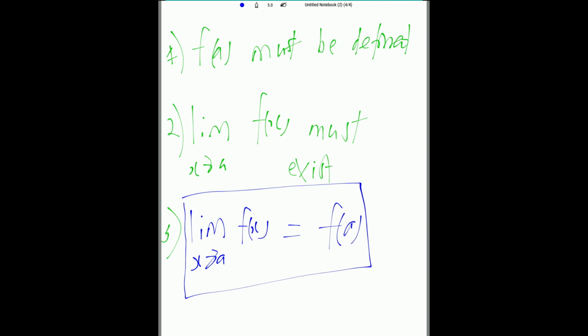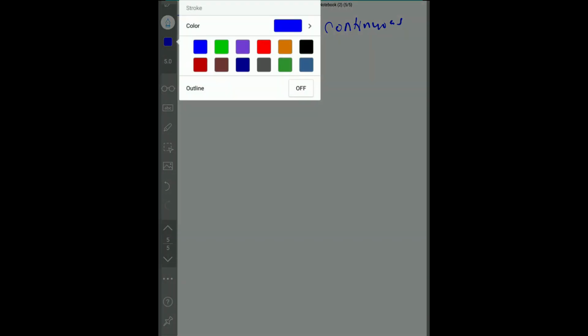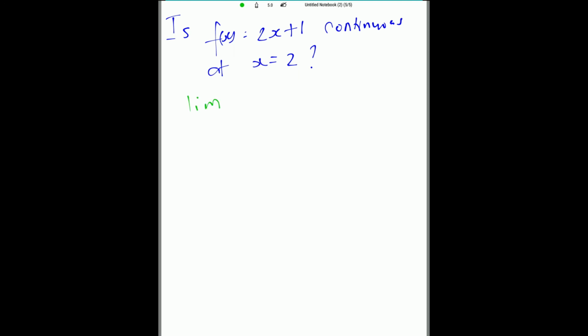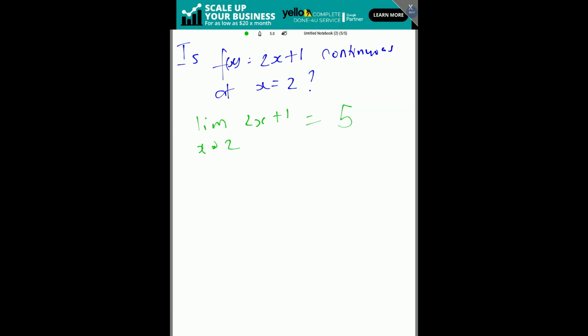So let's look at a few examples. If someone were to ask you if f of x equals 2x plus 1 is continuous at the point x equals 2, how do we figure that out? All we need to do is determine the limit of 2x plus 1 as x approaches 2. If that is equal to f of 2, then without a doubt the function is continuous, and it is equal to f of 2 by direct substitution, leading us to the simple answer 5. And this proves that the function 2x plus 1 is continuous at x equals 2.